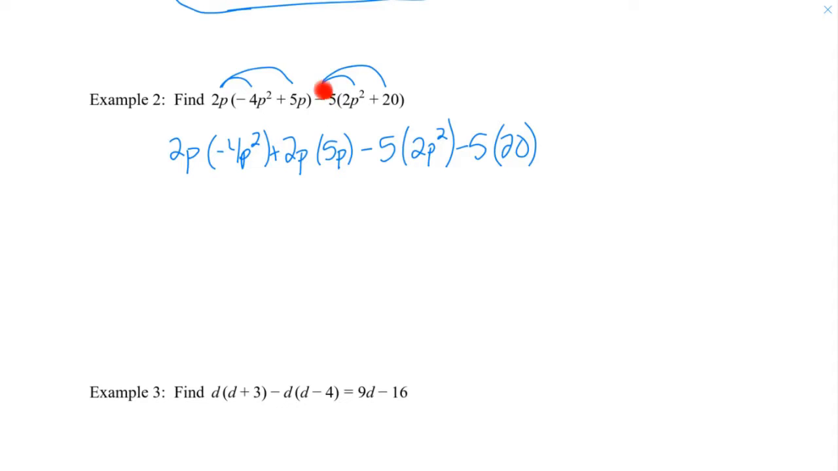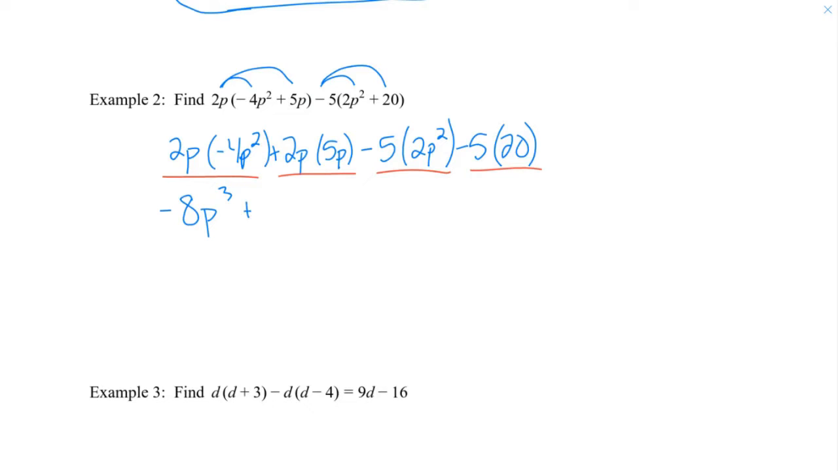Just keep in mind that this is going to be a very common area of mistake. A lot of people, when they distribute that, are going to forget that negative and are going to end up with a different constant in the end there. Okay, once we go ahead and write that out, we now need to start multiplying these monomials to simplify. So the first set, 2p times negative 4p squared. Multiply your coefficients to get negative 8. Add the exponents on your variables to get p cubed. And we have 2p times 5p.